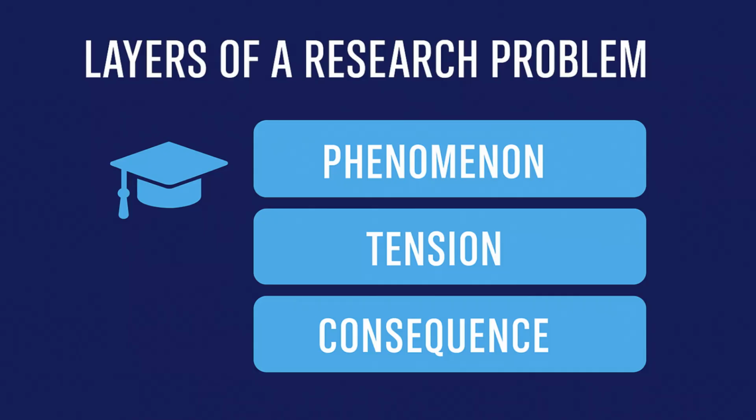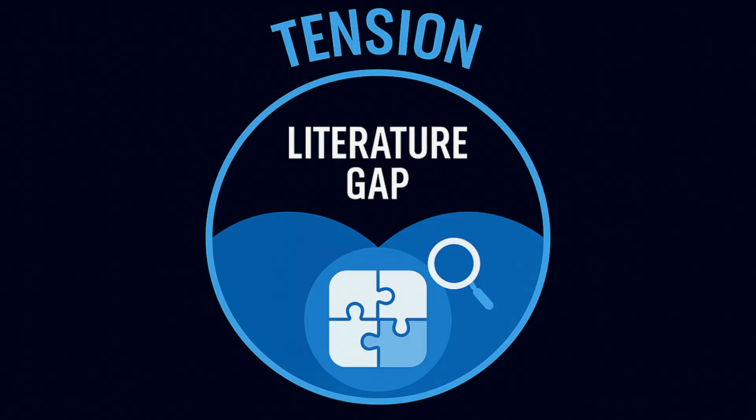A research problem begins with a phenomenon, an observable pattern, practice, or condition occurring in a real educational context. Inside that phenomenon lies a tension, something that is not working, misaligned, unclear, or underexamined. The problem then extends to a consequence that explains why that tension matters at the levels of students, educators, systems, or outcomes. The literature gap sits directly within that tension.